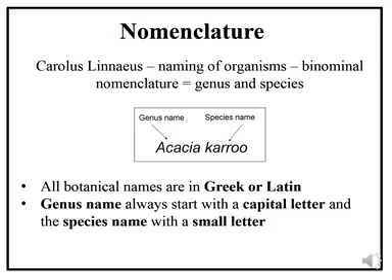The second standing rule is that the genus name of the organism always starts with a capital letter. And the species name, or the second name, always starts with a small letter. And I stress this again, if you do this incorrectly, it is wrong.